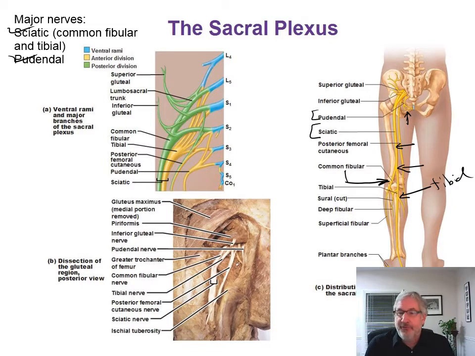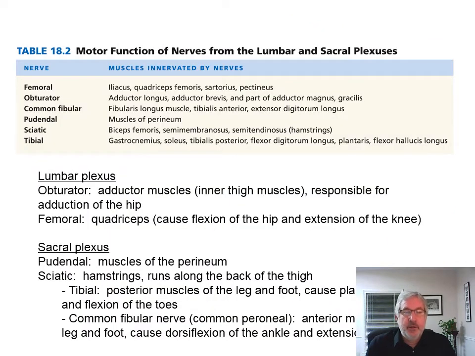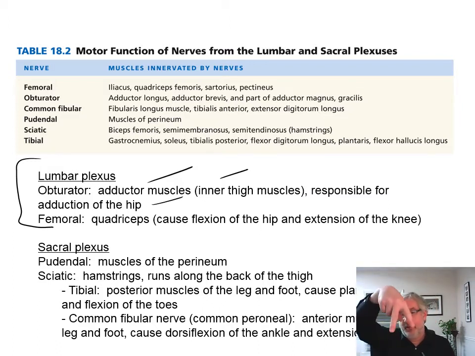So the tibial nerve innervates the calf muscles, and the common fibular nerve wraps around the fibula and innervates the anterior part of the leg, your shin region. Next slide. Okay, so the lumbar plexus has the obturator and femoral nerves. You have the adductor muscles, the inner thigh muscles, responsible for adduction of the hips. So you have your legs spread apart, and you can bring your leg together like that. The femoral nerve is the quadriceps, your quads on the front part of your upper leg.